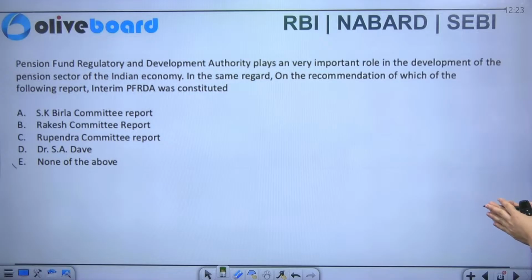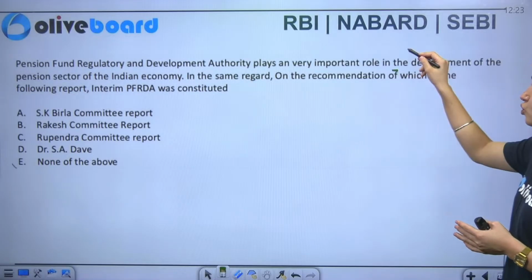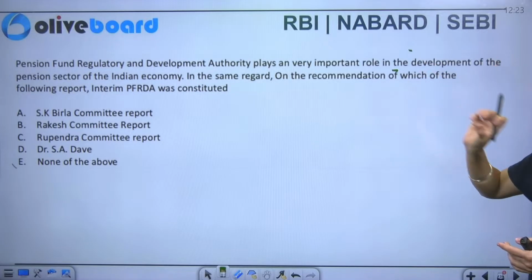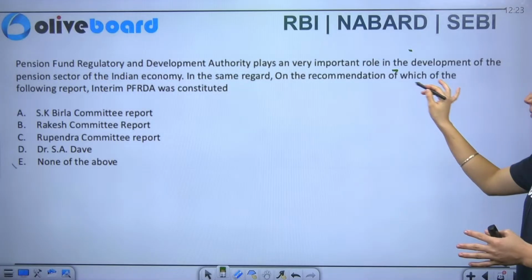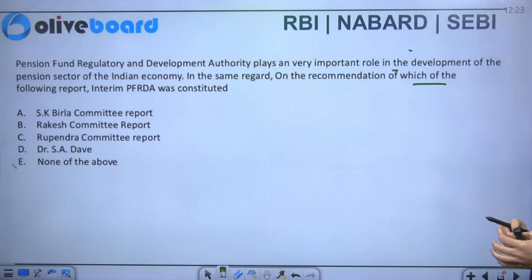Next question says, this PFRDA plays a very important role in the development of the pension sector of the Indian economy. Everyone knows that. In the same regard, on the recommendation of which of the following reports was the interim PFRDA constituted? Is it A, B, C, D, E? Is it the S.K. Birla Committee, Rakesh Committee report, Rupendra Committee report, Dr. S.A. Dave, or none of the above?